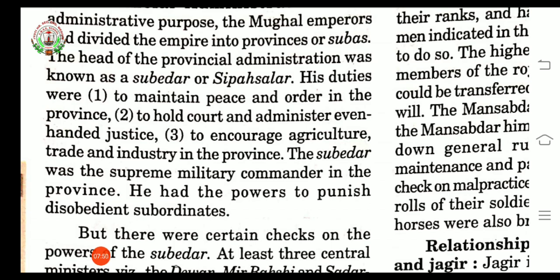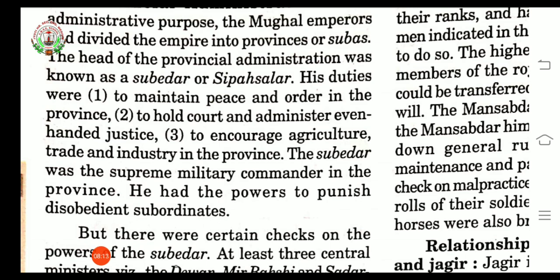Okay, so that Subedar was the supreme military commander in the province. He had the powers to punish disobedient subordinates. Disobedient means those who will not be obedient. They are not following the rules, regulations. Subordinate means a rank below another.